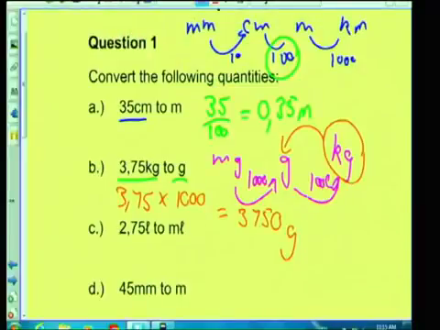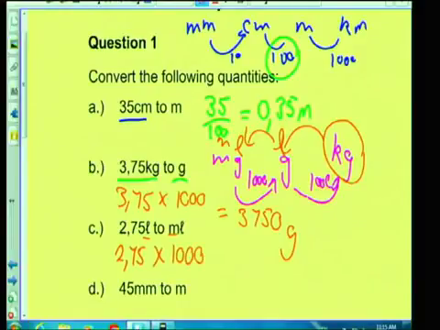2.75 liters, and we want to change it to milliliters. Remember, milliliters to liters is the same as grams. It's a 1,000 jump, and we're going from liters to milliliters. So what are we going to do? We're going to multiply by 1,000. So 2.75 multiplied by 1,000 is equal to 2,750. What units? Milliliters.